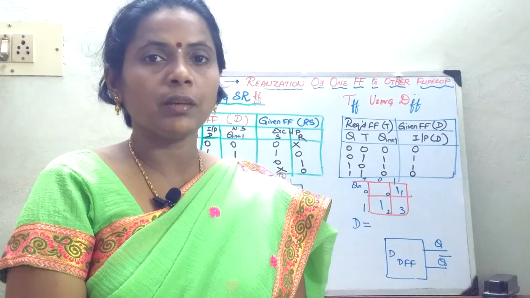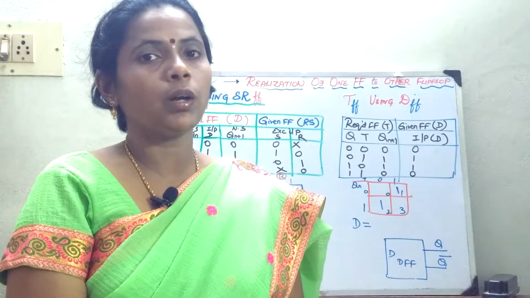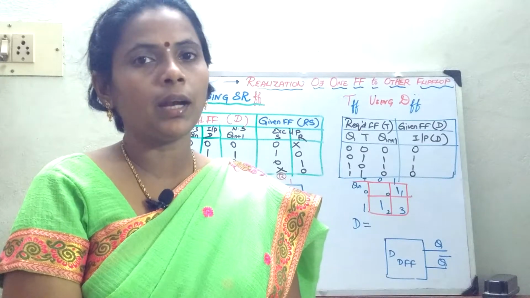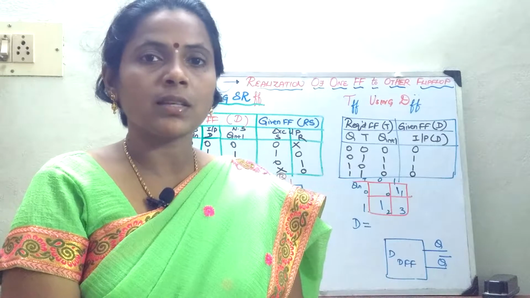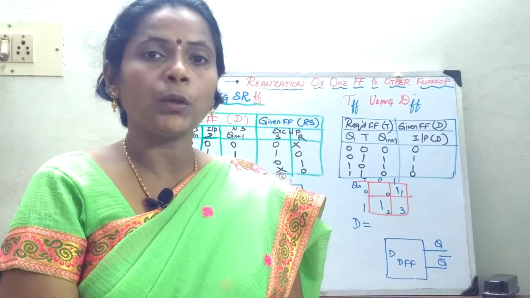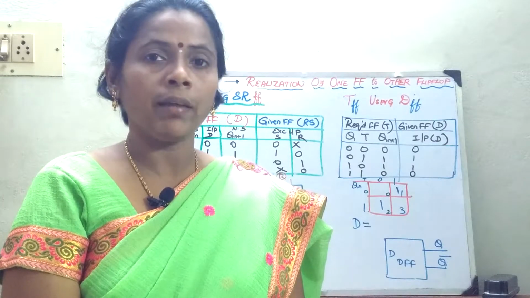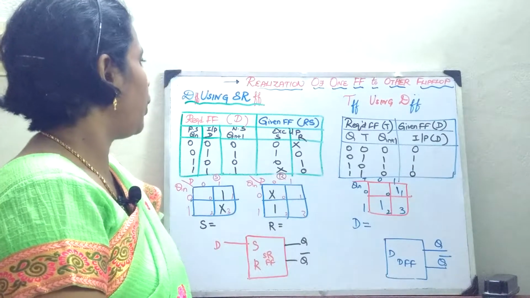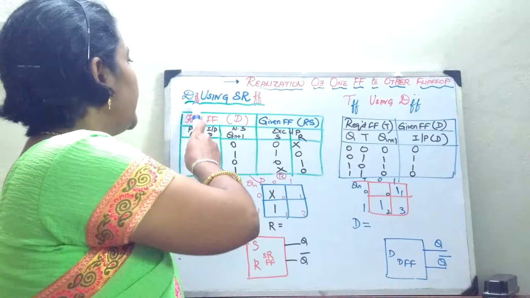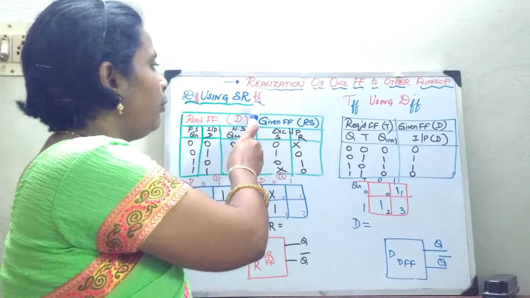In today's session, we will be seeing how to convert one flip-flop to another. In the last class, we have seen the working of the master-slave flip-flop and how it was able to overcome the race around condition. So now, first of all, I am going to realize a D flip-flop using an SR flip-flop.